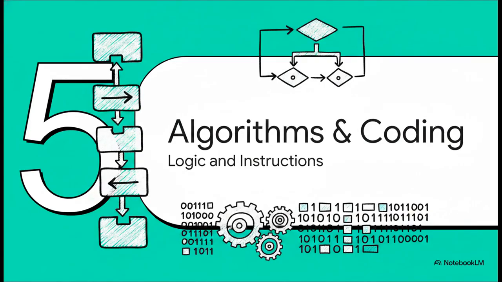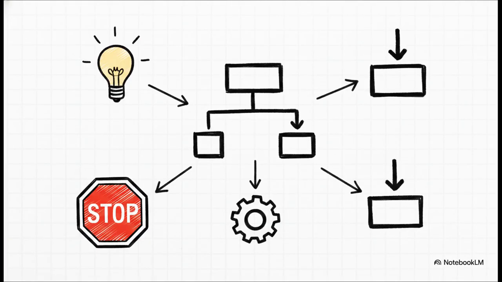Finally, Section 5, algorithms and block coding. Let's look under the hood of our digital programs. An algorithm is literally just a set of clear instructions to solve a problem, kind of like a recipe. Memorizing these 5 core properties of a good algorithm is highly recommended for tomorrow.